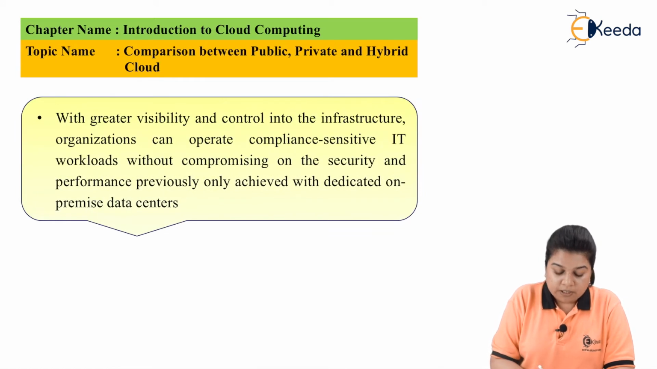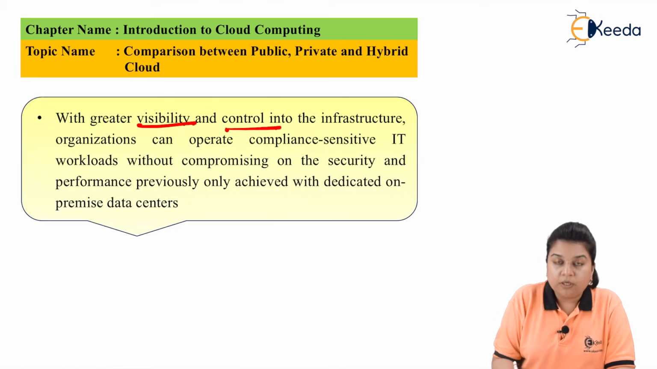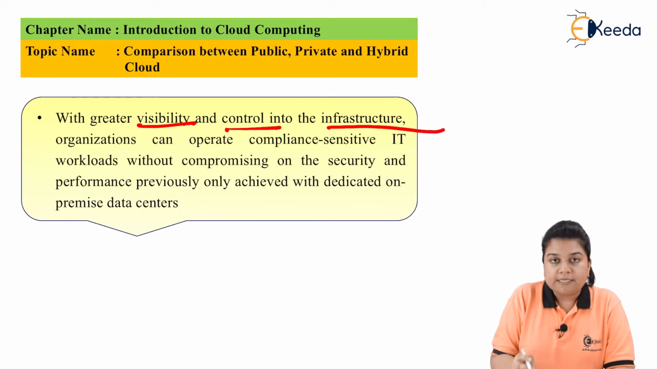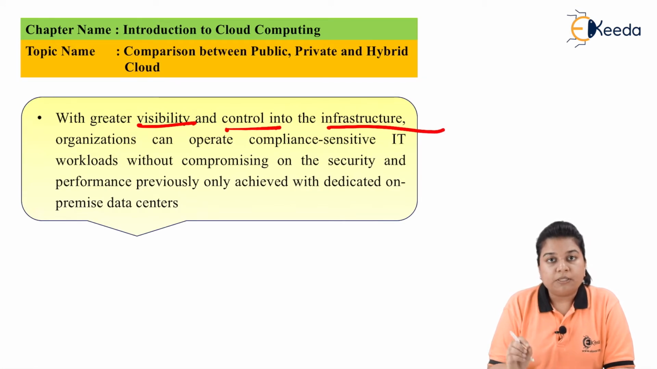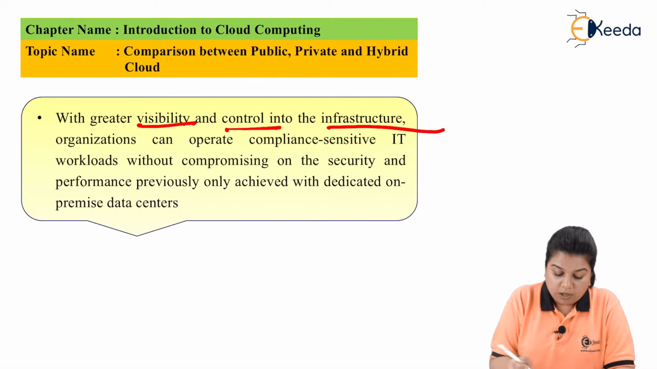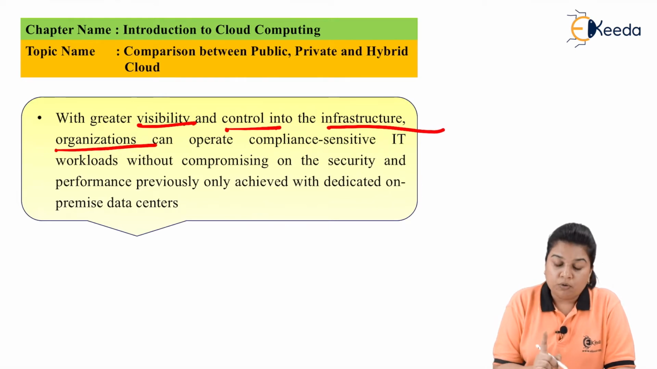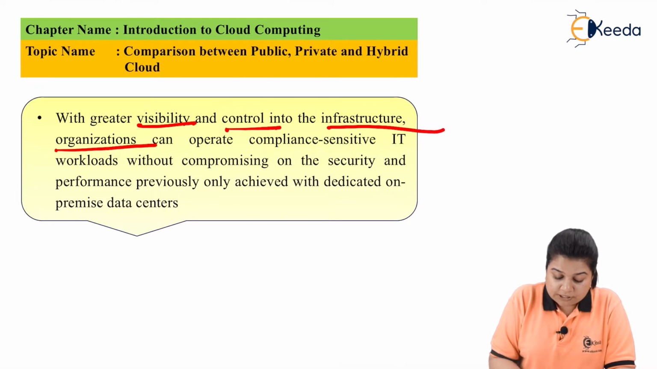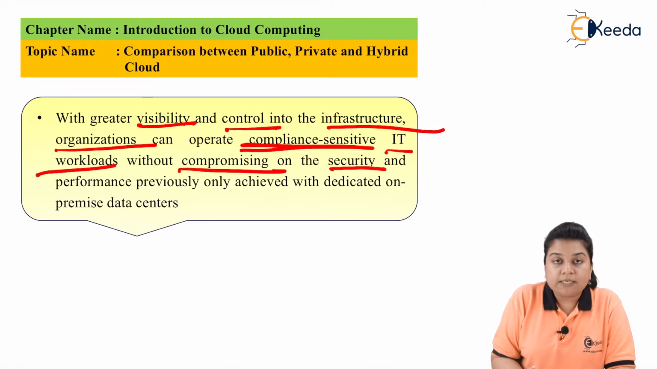Next is with greater visibility and control into the infrastructure. See, since it is private cloud, it is on premises, so you have the visibility, or you can say you have the accessibility to the infrastructure of that particular cloud. And then you can control also. Organizations can operate compliance sensitive IT workloads without compromising on the security.